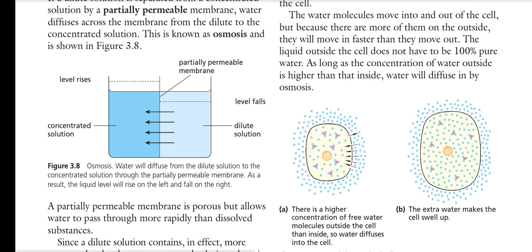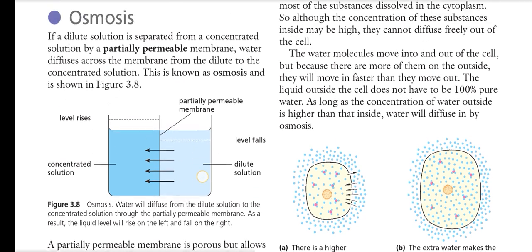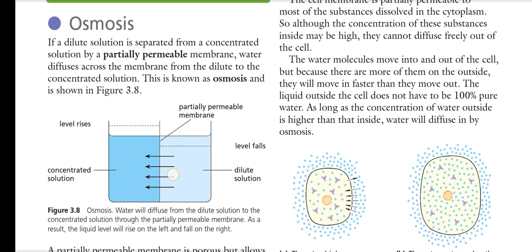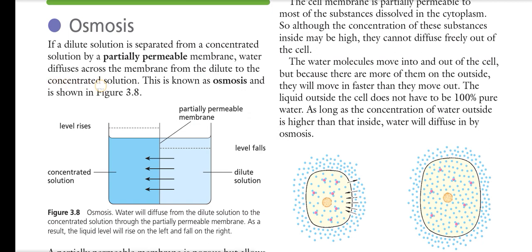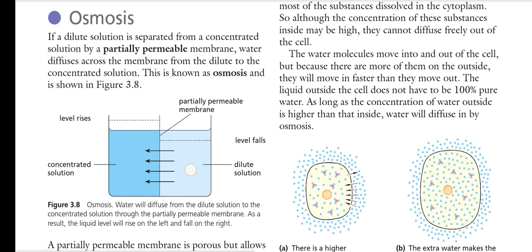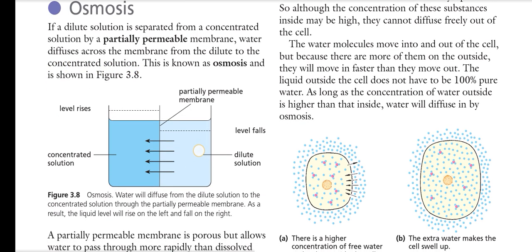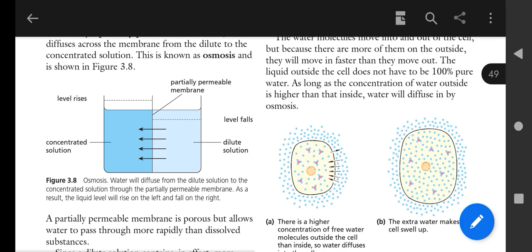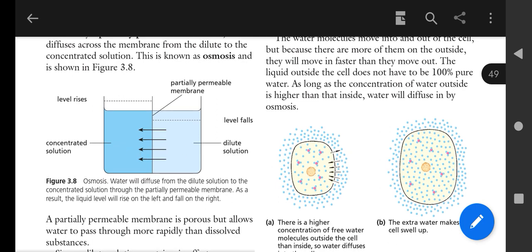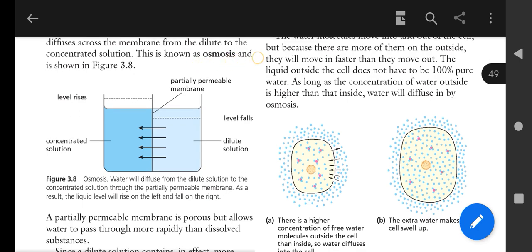We can say from the high water concentrated area, or high water containing area, to the low or less water containing area. This movement through the semi permeable membrane is called osmosis. Water diffuses across a membrane from the dilute to the concentrated solution, because water is present in high quantity in the light blue area, and in lesser quantity in the other. So it is very normal, from high to low area through the semi permeable or partially permeable membrane. So this is osmosis.